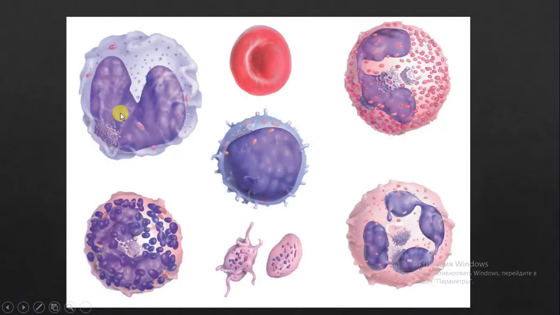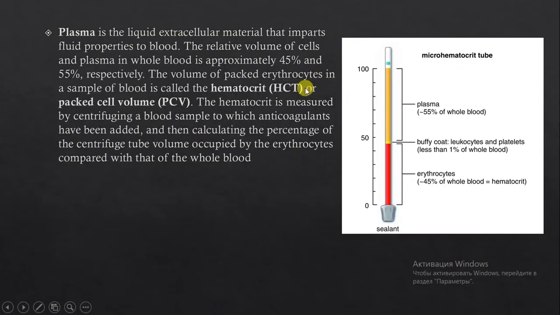So never confuse it. So let's talk about plasma. So here are the cells of blood, and it's not labeled. And in the end, I'll try to show you the features of each of the cells to assure you that you understood this topic. Okay, let's talk about plasma.